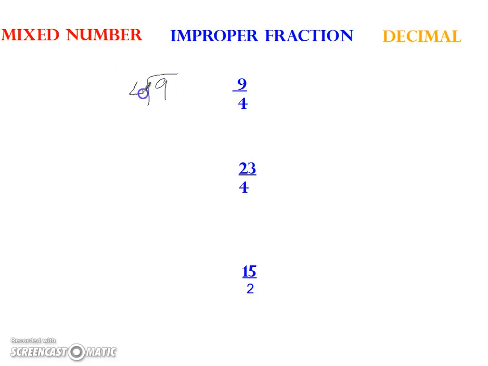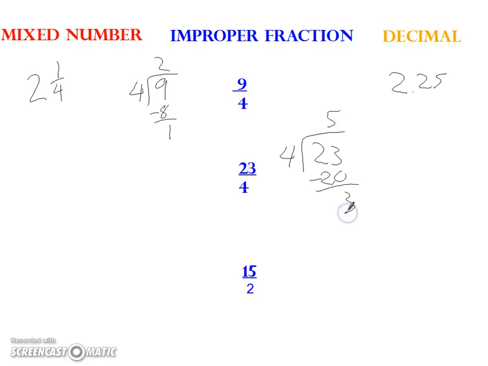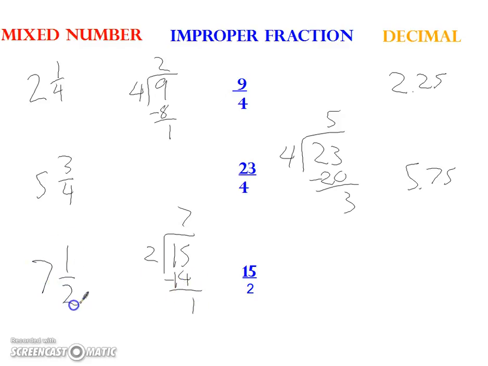Here we go. 4's in 9 goes 2 times. 1 left. Big 2 and 1/4, which is 2.25. 23 divided by 4. 4 goes in 23 5 times. 3 left over, so that would be 5 3/4. Which would be 5.75. Then we got 15 halves. 15 divided by 2 goes 7 times. 1 left over, 7 1/2, which is 7.50.